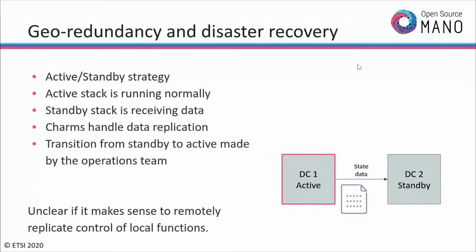But in that scenario, you wouldn't necessarily have an OSM at each local or regional data center. You would have more of a global or central data center OSM. And so the loss of the central data center does not result in a loss of the network function.